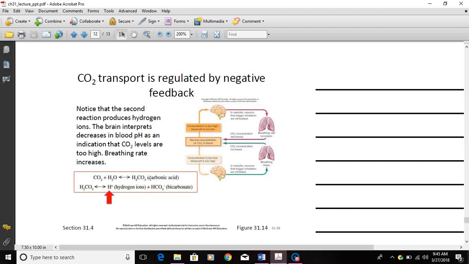So the CO2 transport is regulated by what's called negative feedback. We've talked about negative feedback before, and so what happens here is that if your blood pH is too low, so if you have a really high concentration of carbon dioxide in your blood, what that will do is trigger your brain to breathe harder. So you'll start maybe not hyperventilating, but you're going to start breathing harder to blow off more of that carbon dioxide, and that's going to raise your blood pH, which is a good thing in this instance.